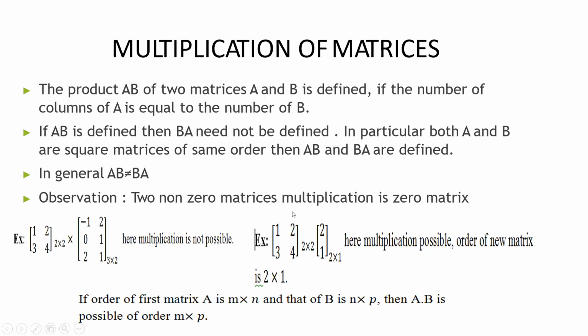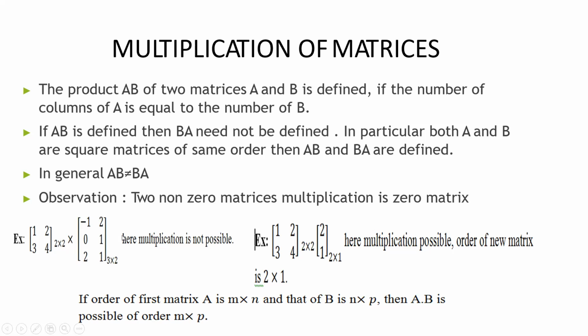Now, when it comes to multiplication of matrices, we need to follow some rules. Like here we can see 1, 2, 3, 4, and minus 1, 2, 0, 1, 2, 1. We have a 2 by 2 and a 3 by 2 matrix where multiplication is not possible. Because when we are doing the multiplication operation, we select the first row and multiply with the first column. In this first row we have only 2 elements, but in the first column we have 3 elements. So basically, multiplication is not possible between these two matrices.